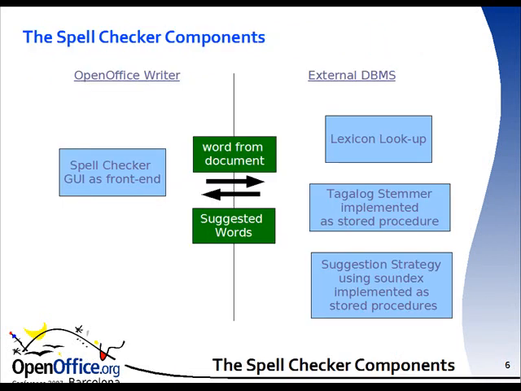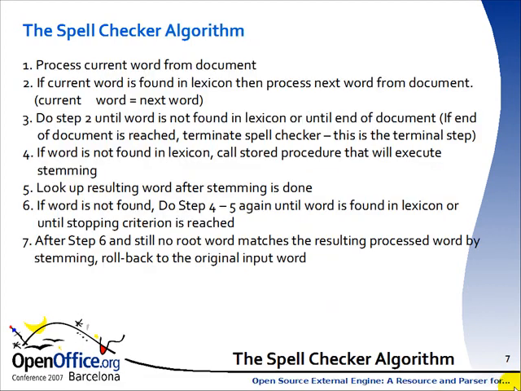The following are the spell checker components. On the OpenOffice Writer side is the spell checker GUI, which serves as the front end, and the external DBMS side, which serves as the back end, are the stored procedures composed of the lexicon lookup, Tagalog stemmer, and suggestion strategy. The input of our system is a document written in Tagalog. The algorithm for the spell checker starts with Step 1. Process current word from document. The current word is initially the first word.